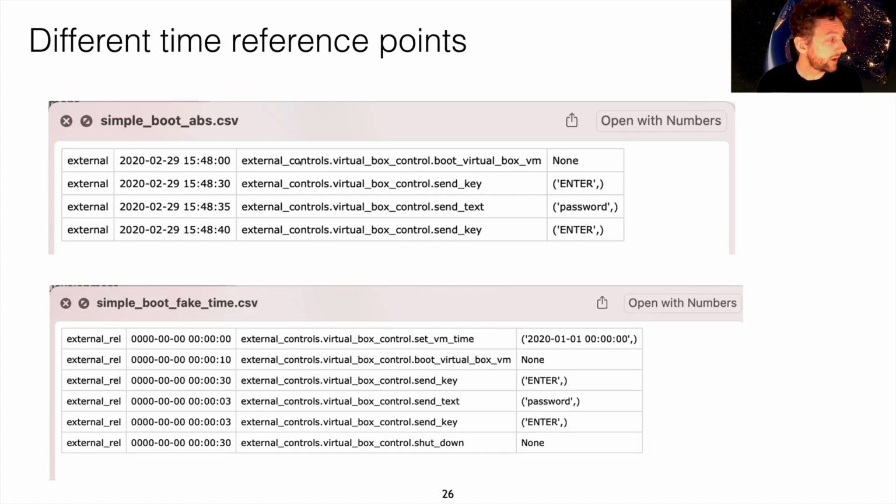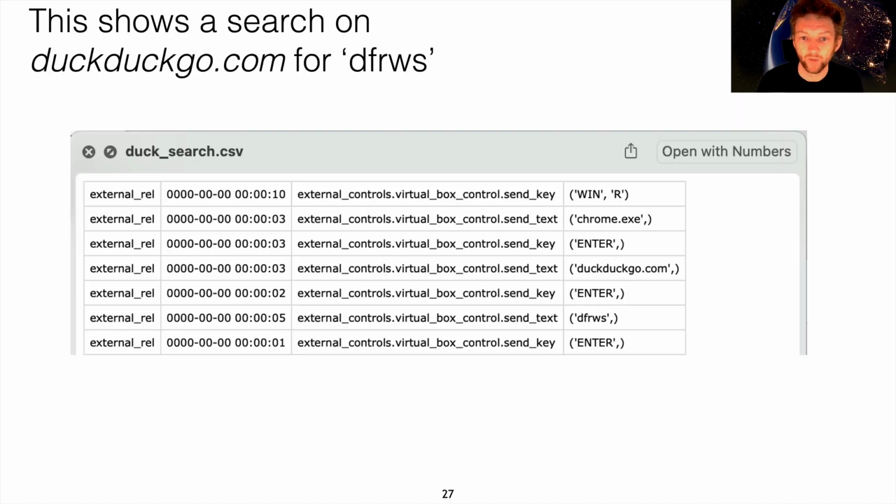This one shows two different methods of dealing with time. So this is the absolute time. So this is the actual real world time when these things are going to happen. This is actually setting the clock of the virtual machine to be a certain time, and these then provide offsets from the previous action. So 10 seconds later, it'll be booted, 30 seconds later enter, 3 seconds later password, and so on. So it's kind of absolute versus relative time.